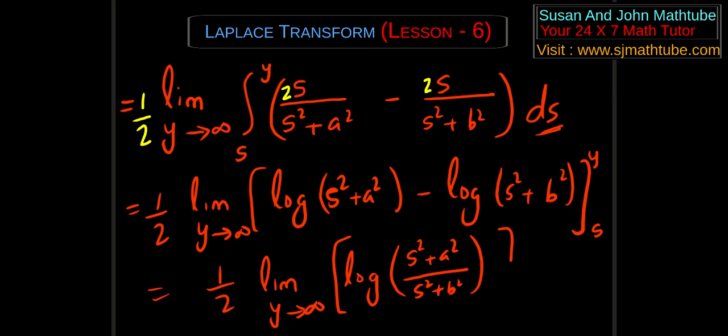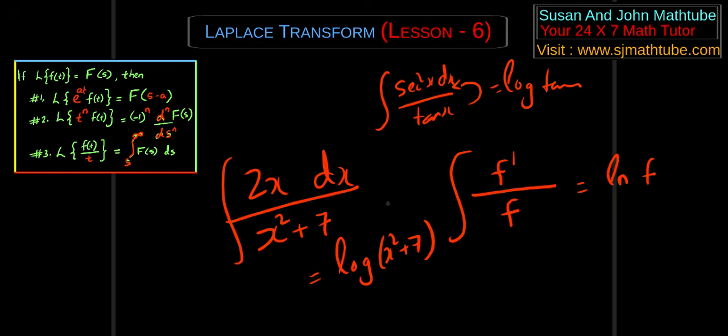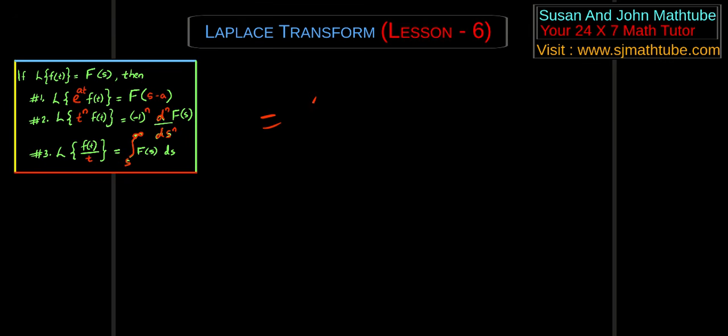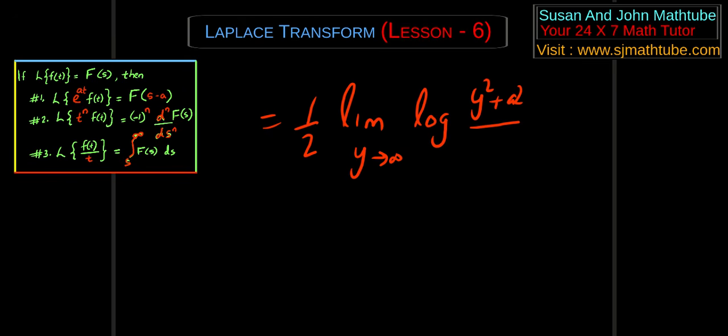Within the limits s to y. Now it's time to plug in the limits. So that will be 1 by 2 limit y tends to infinity. What we do is we plug in the upper limit. So we get log (y square plus a square) by (y square plus b square) minus log the same thing, because if you replace y with s, what will happen? Nothing. So I write the same thing.